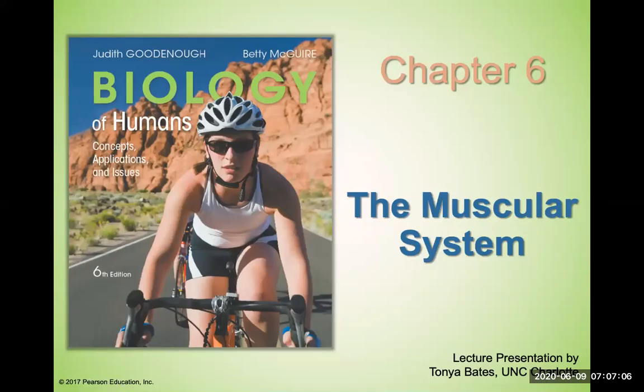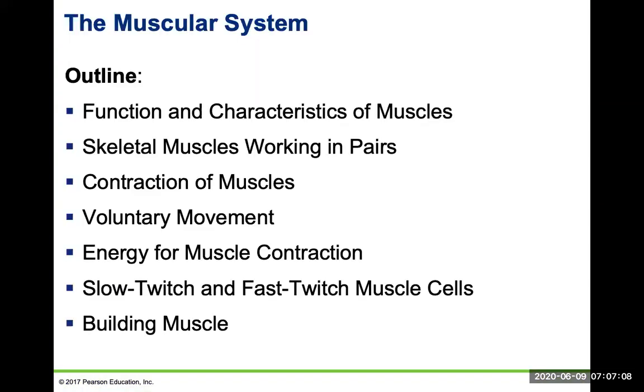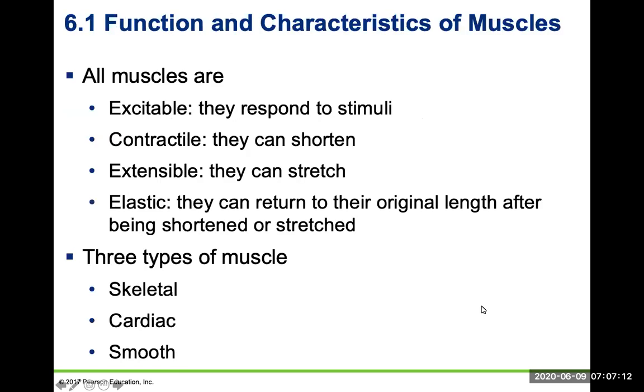All right, class, so here's chapter 6 on the muscular system. Here's the outline of what we're looking at with muscles. First of all, muscles are excitable, meaning they respond to stimuli and nervous intervention. They're contractile, which means they can shorten. They're extensible, which means they can stretch. And they're elastic, which means they can return to their original length after being shortened or stretched.